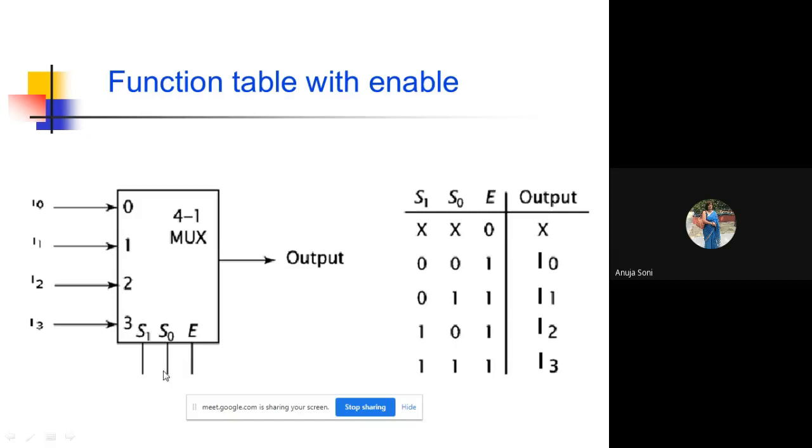So how have these numbers of select pins been decided? How many select pins will there be? It will depend on the number of input lines.